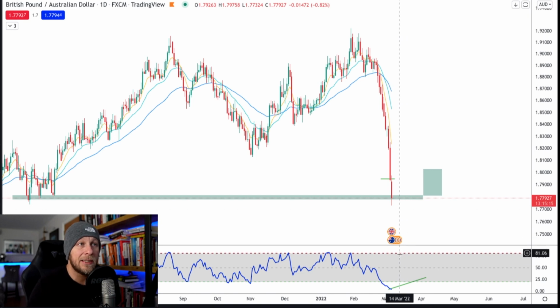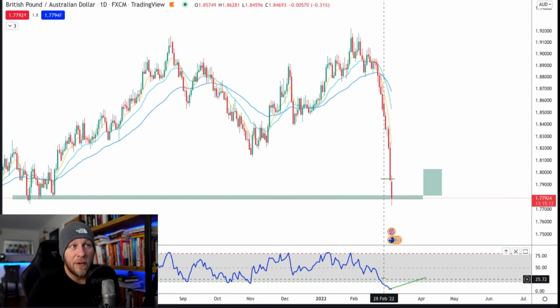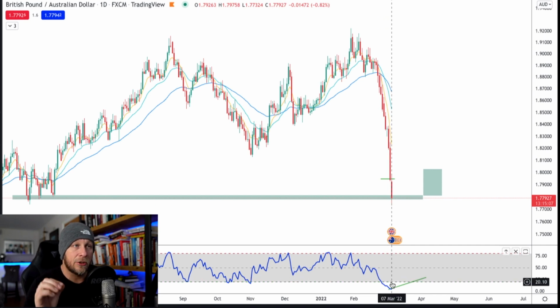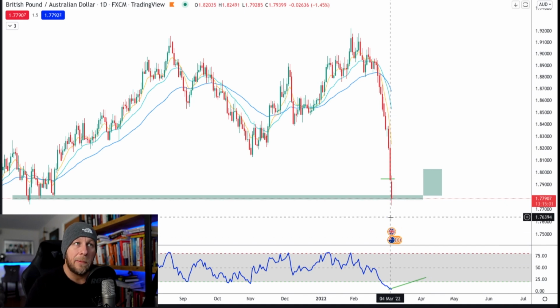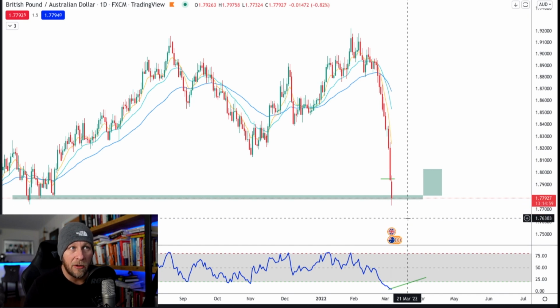The second thing is, look at RSI. Conventionally, RSI is considered oversold at 30. I have my lower limit at 20 because I use it as an extreme filter. We're actually down at 3.8. In fact, I think we got down to 3.2. So 3.2 is extremely oversold.